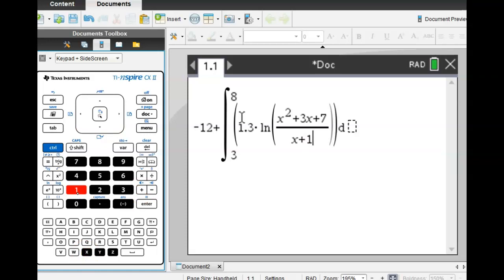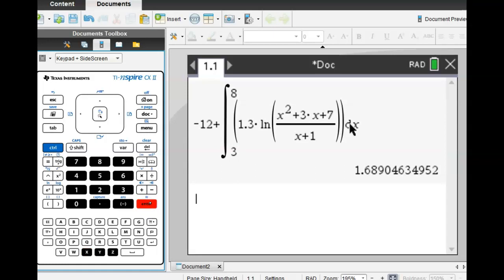Okay, so we're integrating something with x, so we have to put in here what our variable is, and that is x. So we have the dx there. And then double check that you've typed everything in the correct way, and then bam, it gives you the answer. 1.689.